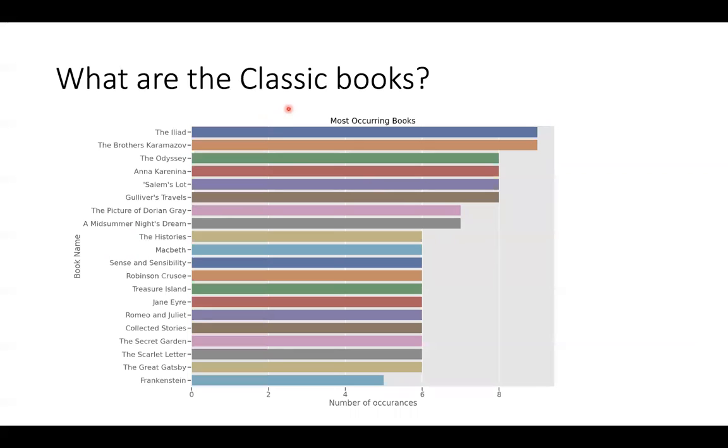The first question we want to ask regarding this dataset is, what are the classic books? And the way we approach this question is by finding the most occurring books in this dataset. For example, the Iliad appears around 9 times in the dataset. Now here comes the next natural question. Why can a book that occurs multiple times in the dataset indicate that it is a classical book?